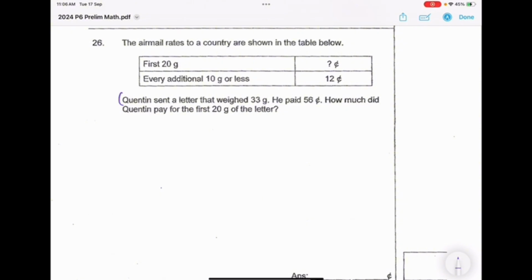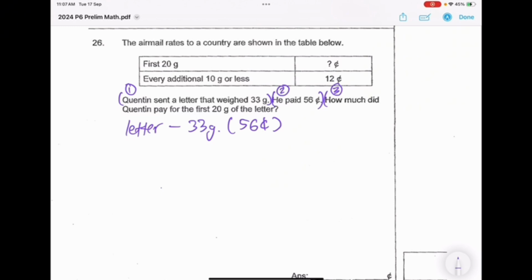Alright, this is my sentence number 1. I want to pay attention to the total weight. The weight of his letter is 33 grams. Moving on to sentence number 2, it says that he paid 56 cents for it. Okay, so this 33 grams cost 56 cents. The question asks us, how much did Quinton pay for the first 20 grams of the letter?